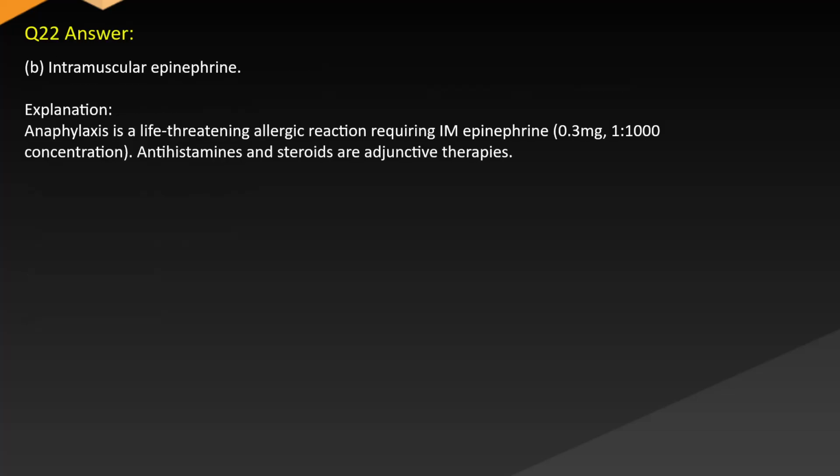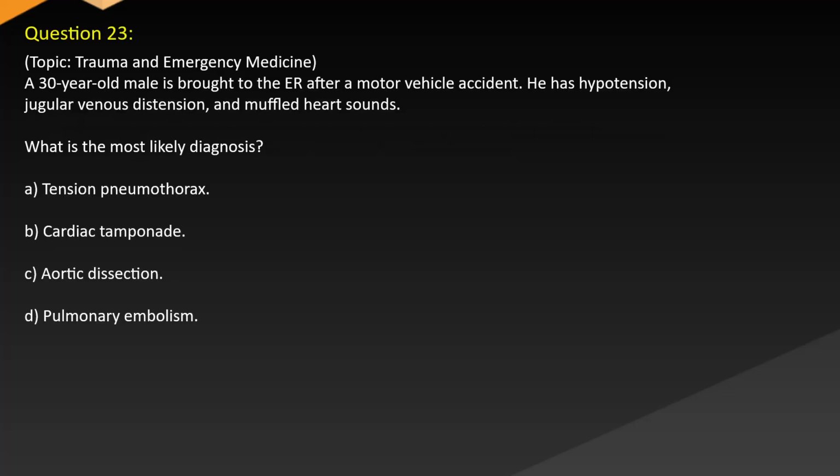Answer: B. Intramuscular epinephrine. Explanation: anaphylaxis is a life-threatening allergic reaction requiring epinephrine, 0.3 to 0.5 mg intramuscularly, at a 1:1000 concentration. Antihistamines and steroids are adjunctive therapies. Question 23. Topic: Trauma and emergency medicine.